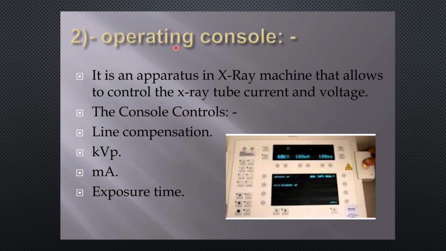After that, we have the operating console. From this, we control the kVp, mAs, how much dose we have to give to the patient, and the exposure time. It is an apparatus in the X-ray machine that allows us to control the X-ray tube current and voltage.